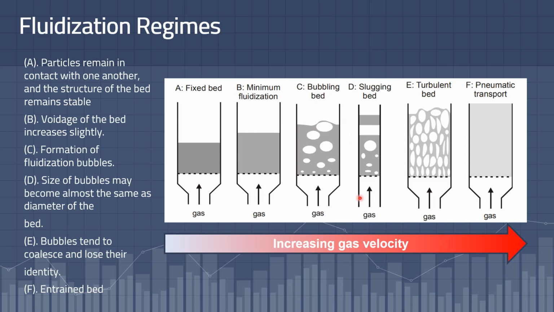As the velocity is increased further still, the bubbles in a bubbling fluidized bed will coalesce and grow as they rise. If the ratio of the height to the diameter of the bed is high enough, the size of the bubbles may become almost the same as the diameter of the bed. This is called slugging.